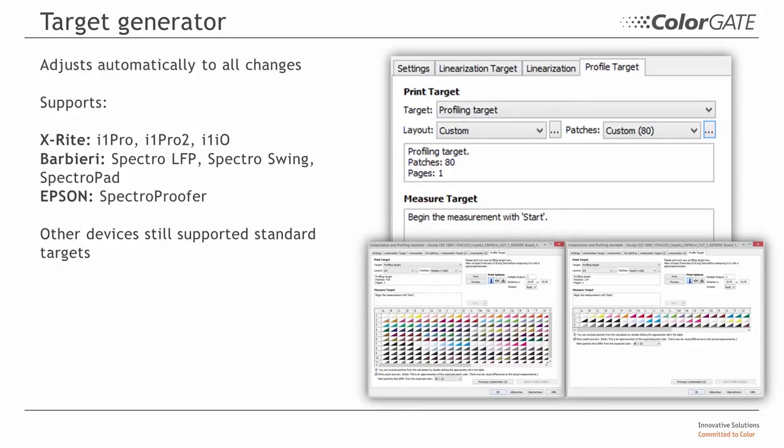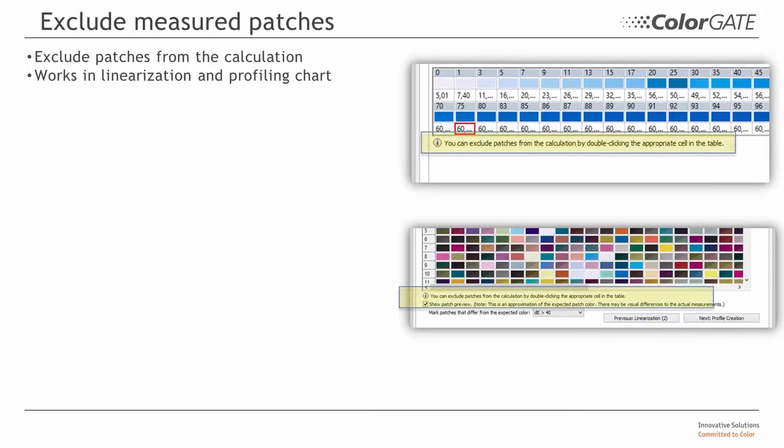The target generator also creates optimized single-page or multi-page targets. It supports X-Rite i1 Pro, i1 Pro 2, i1.io, Barbieri Spectro LFP, Spectro Swing, Spectro Pad and Epson Spectro Proofer. Other devices are still supported by standard targets. Another new feature is that obvious measurement errors can be excluded in the linearization step as well as in the profiling step, so as not to falsify the overall measurement result.